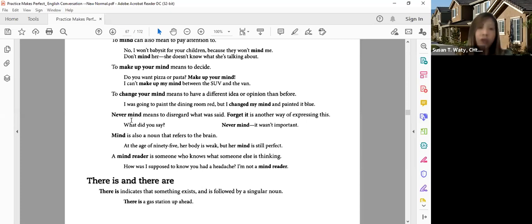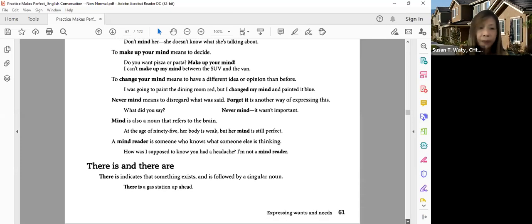Also, mind can refer to the brain. At the age of 95 her body is weak, but her mind is still perfect. That's referring to her brain. Now we have a mind reader, someone who knows what someone else is thinking. They can read somebody else's mind. Example: how was I supposed to know you had a headache? I'm not a mind reader. I'm not able to read your mind.